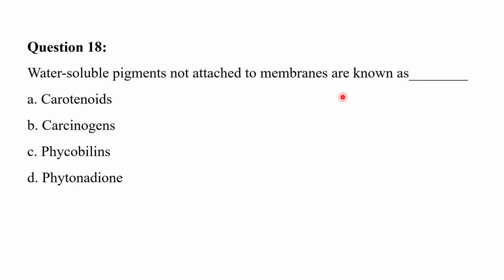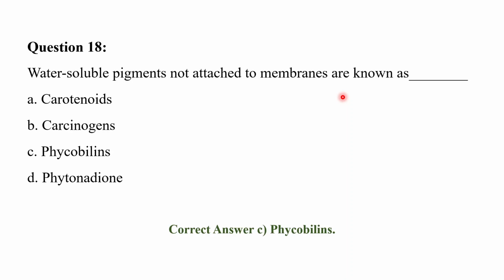Okay. So moving to the next question, question number 18. Water soluble pigments not attached to membranes are known as dash. Option A, carotenoids. Option B, carcinogens. Option C, phycobilins. And option D, phytonadione. Yes, the correct answer for this question is phycobilins.